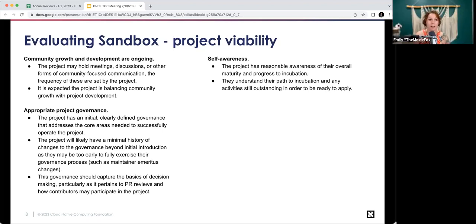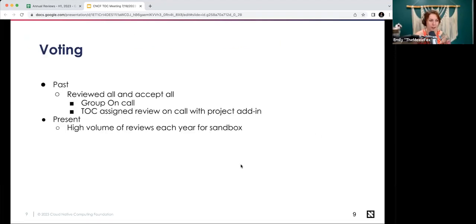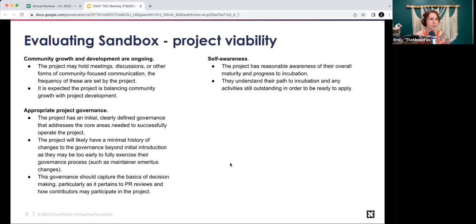No, it's a valid concern. And actually, I skipped ahead a few slides.